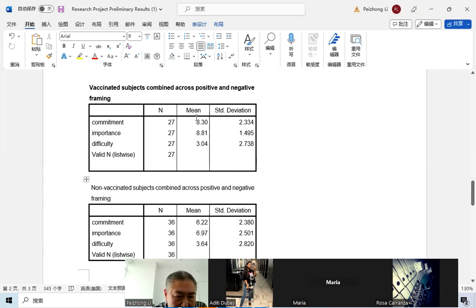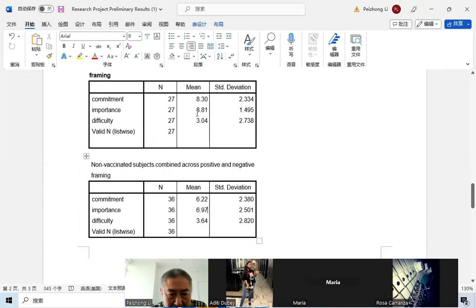If you compare them, for the vaccinated people their commitment is 8.3, but for the non-vaccinated subjects their commitment is 6.22. Pretty big difference, 2 points. I suspect this might be statistically significant. And then how about the importance? Not so big a difference, but still kind of big.